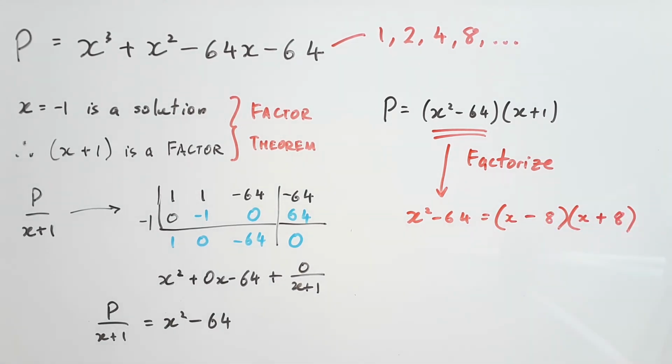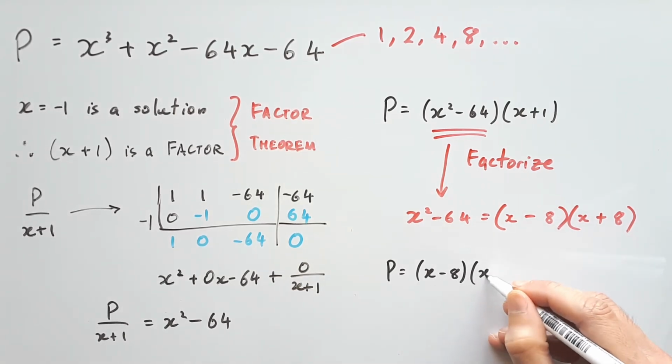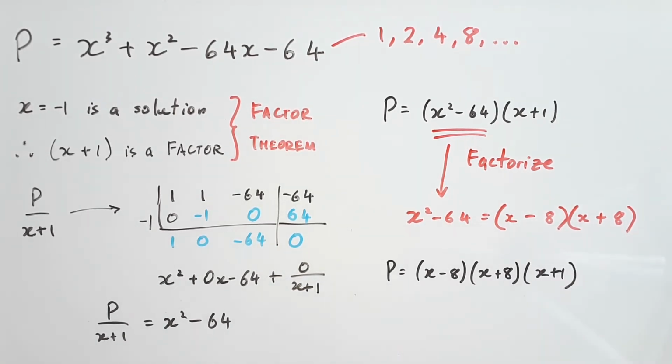This leads us to writing a simpler version of the polynomial where it's made up of 3 simple factors, x minus 8, x plus 8, and x plus 1. And that's the end of that. So this is what a fully factorized polynomial looks like. And there's many variations to this type of question, so we're just going to have a look at another one right now.